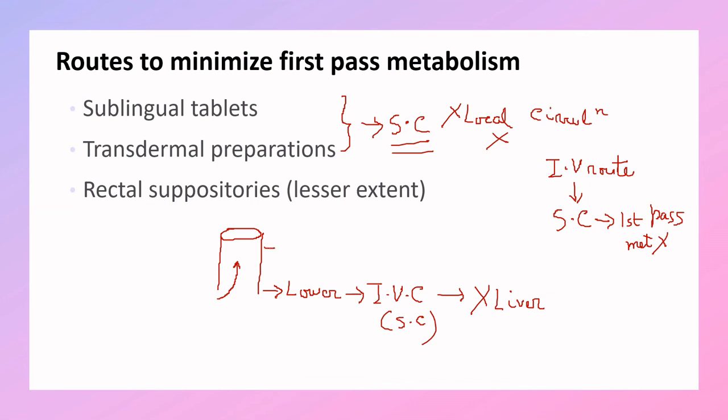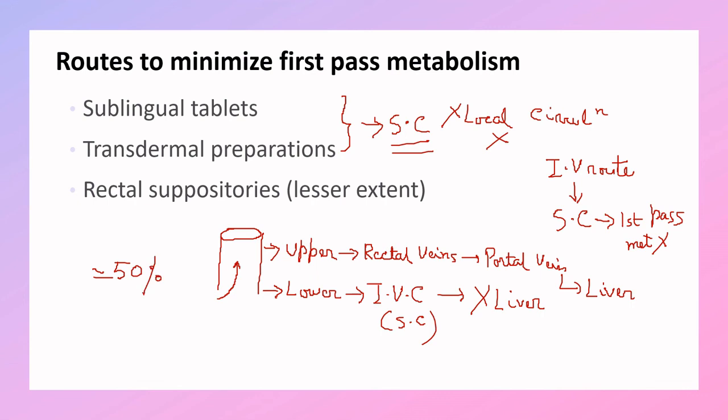But as it goes up and reaches the upper part, from there through the rectal veins it is drained to the portal vein. And once it reaches the portal vein, from there it will go into the liver. So in reality, only about 50% of the given dose of a drug given as a rectal suppository is able to bypass the first pass metabolism.